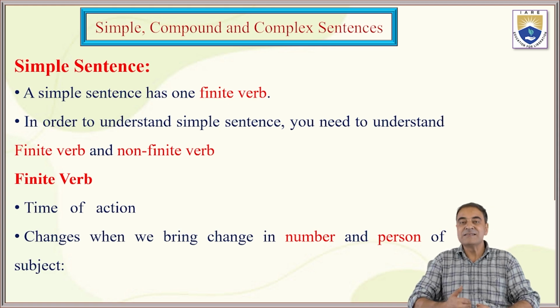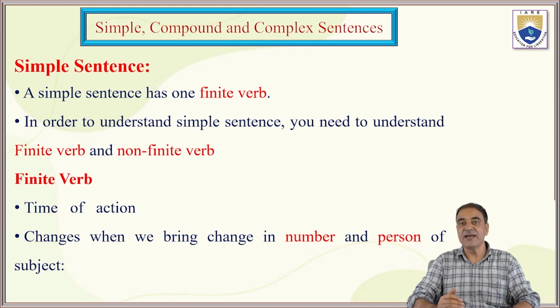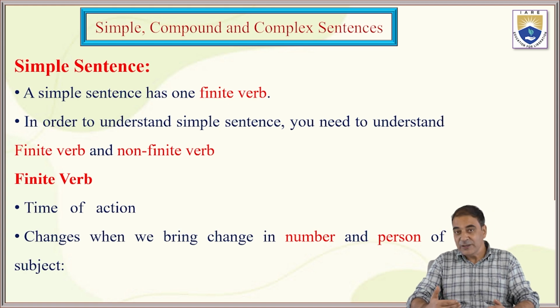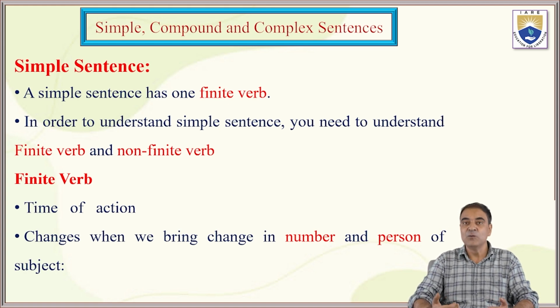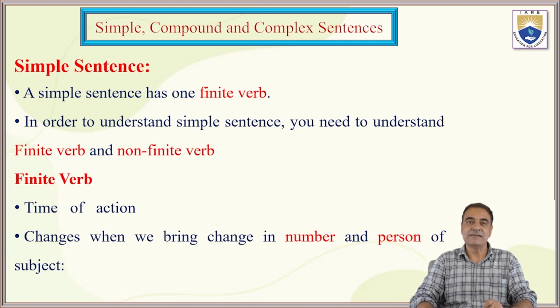Now, in order to understand it completely, we need to understand what is a finite verb at first and then a non-finite verb. If you really want to differentiate a simple sentence from the compound and complex sentences, you need to understand what's a finite verb and non-finite verb. Because as I told you, a simple sentence is a sentence that carries one finite verb.